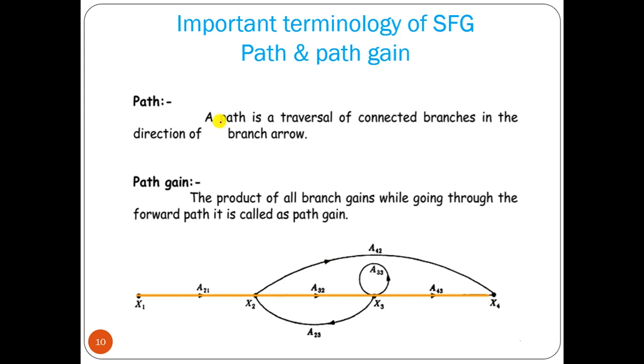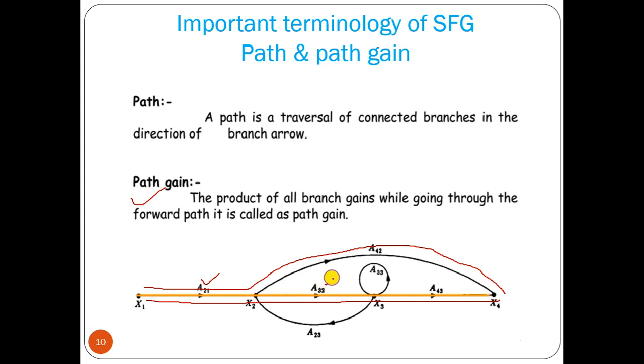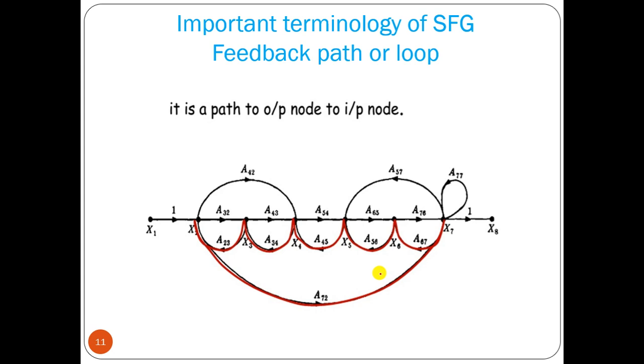So path, already I told you what is path. Path means from input to output, how we are traveling from input to output. So it has two forward paths in this signal flow graph, and path gain is product of all the gains. So this gain into this is the path gain of forward path 1, and this gain and this gain, if you multiply, that will be the gain of this second forward path. Okay, that is the way you have to find out.